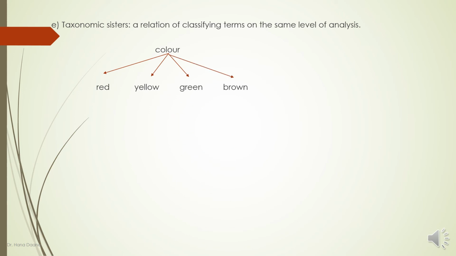If you remember the hyponymy relationship, we said red is a hyponym of color, yellow is a hyponym of color, green is a hyponym of color, and so on and so forth. Now, in addition to this hyponymy relationship between red, yellow, green, brown on one hand and color on the other, there is another kind of relationship between red, yellow, green, and brown themselves. And this kind of relationship is taxonomy. Red, yellow, green, and brown are called taxonomic sisters because they are arranged horizontally on the same level of analysis.